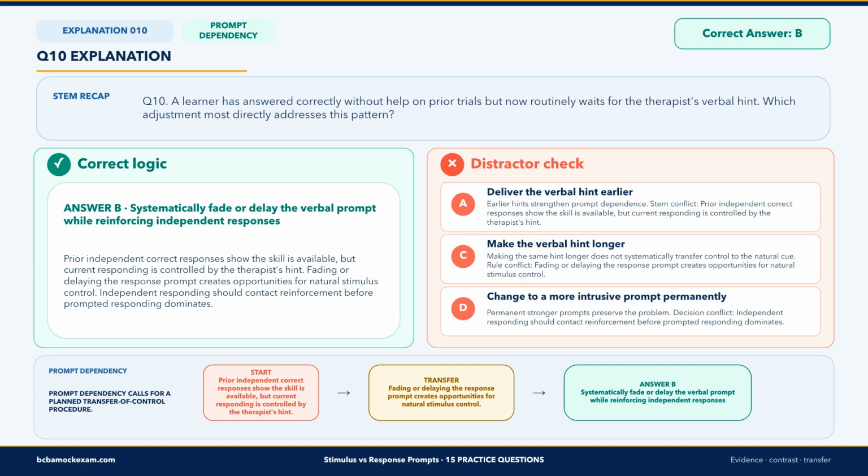The first nearby alternative needs a boundary check. Deliver the verbal hint earlier. Earlier hints strengthen prompt dependence. A second alternative depends on another distinction. Make the verbal hint longer. Making the same hint longer does not systematically transfer control to the natural cue. The last alternative completes the set. Change to a more intrusive prompt permanently. Permanent stronger prompts preserve the problem. Prompt dependency calls for a planned transfer of control procedure.